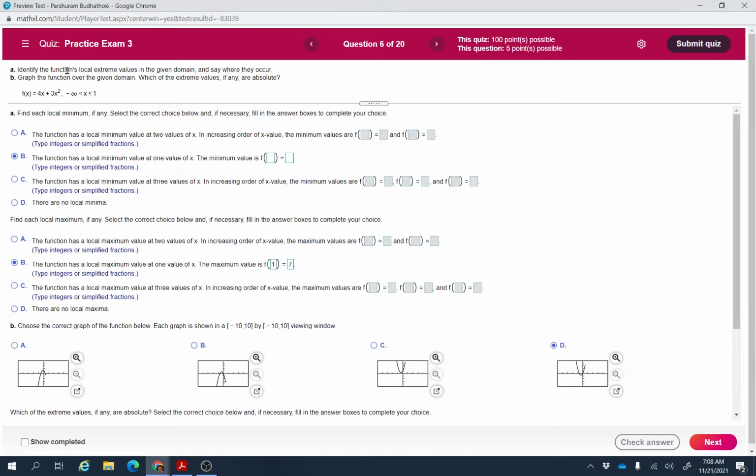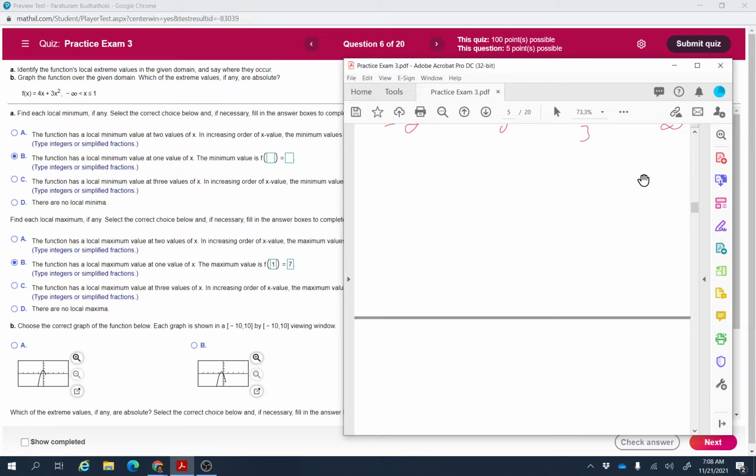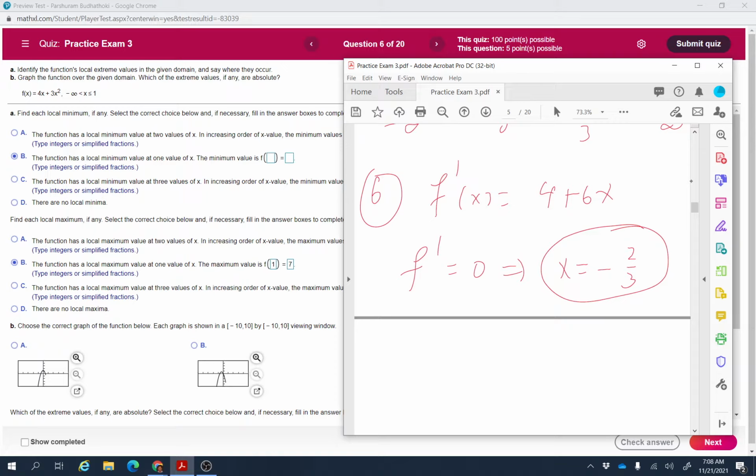We want to identify local extreme values, meaning local maximum or local minimum value. For that, first of all, find the critical number. Critical number means find the derivative of the function, equate the derivative with 0 and solve for x. So this is problem 6. The derivative, by using the power rule, is 4 plus 6x, and if you equate that derivative with 0, then you will have x equal to -4 over 6, which is -2 over 3. So this is the critical number. Now we know there is just one critical number.